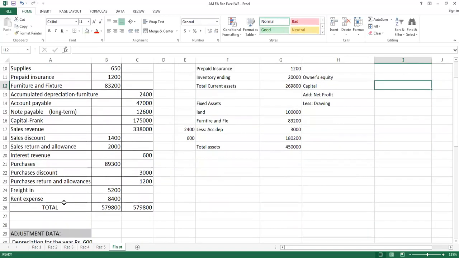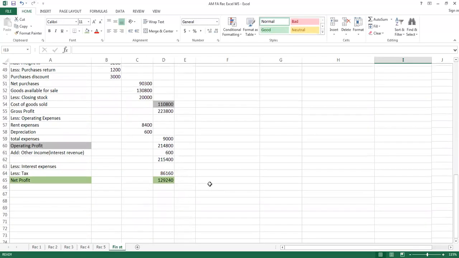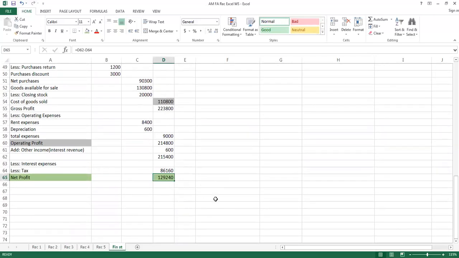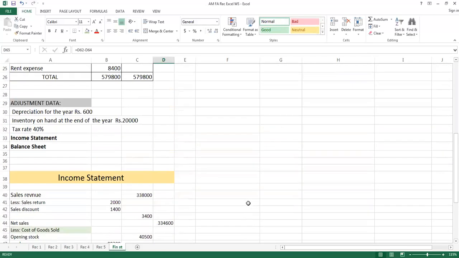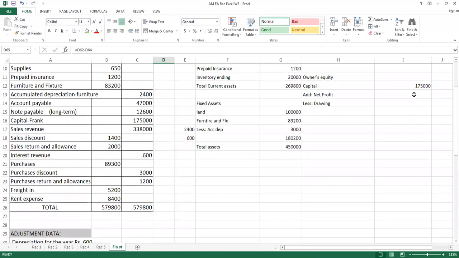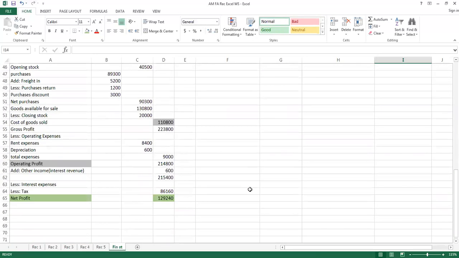So now check your question. Capital is given 175. So we will take this capital. Profit, of course, is not given in the trial balance. This you computed yourself. This is coming 129,240. So we will take 129,240. Again, make sure that this is 129,240.